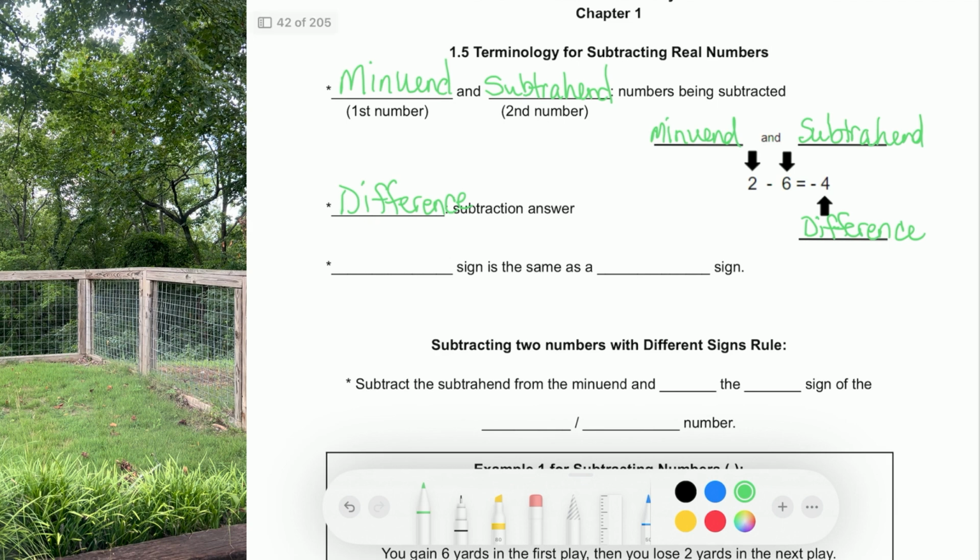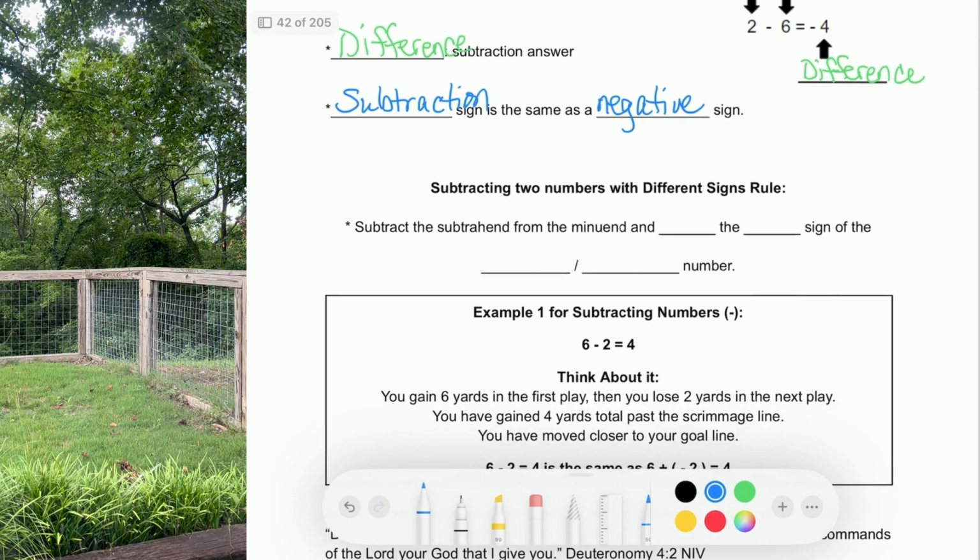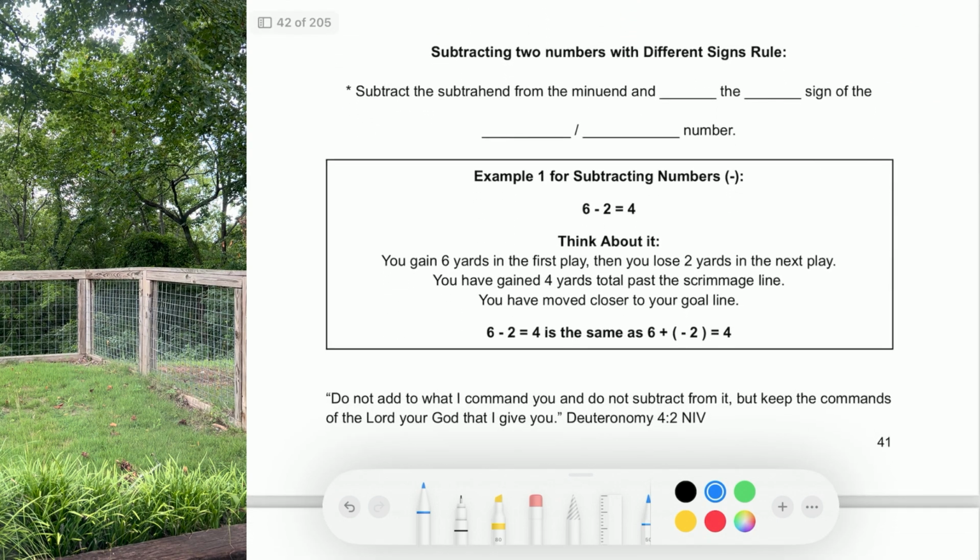All right, so our subtraction sign is the same as a negative sign. And then the plus sign, of course, is the same as the positive sign. In our last section, we learned how to add numbers with same signs and different signs. Now we're going to look at how to subtract two numbers with same signs and different signs, and how the rules are pretty much the same with a slight little twist at the beginning of solving the problem.